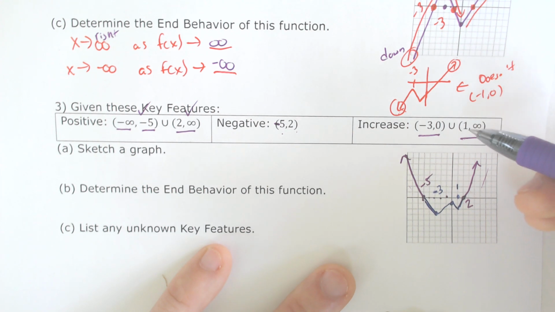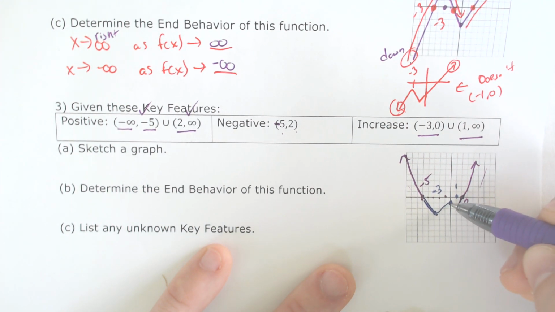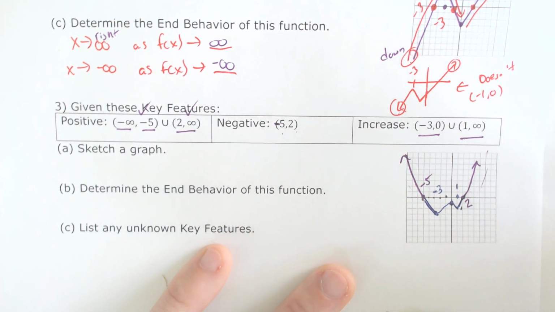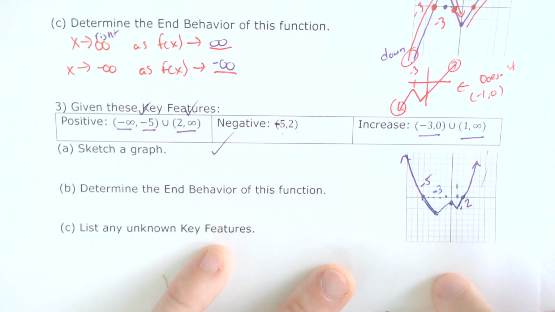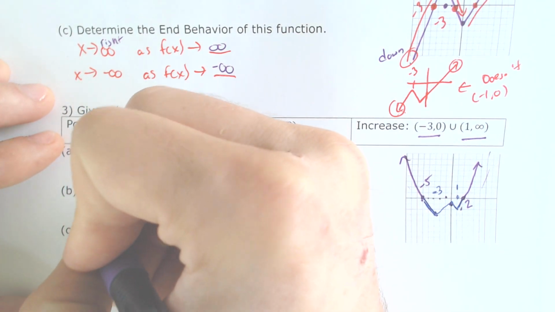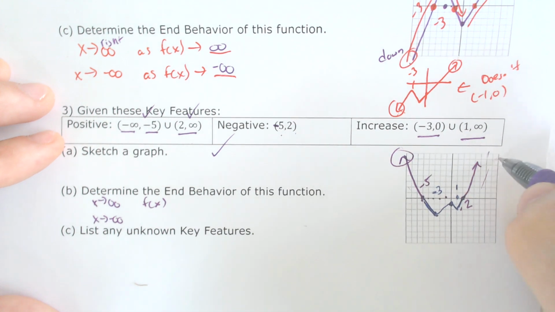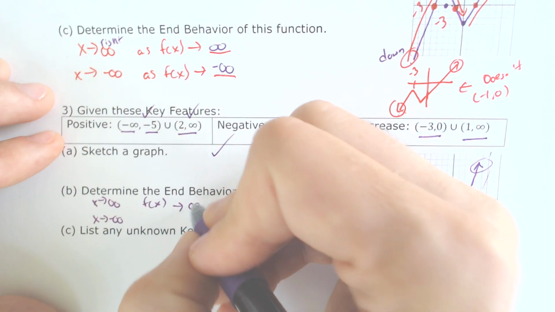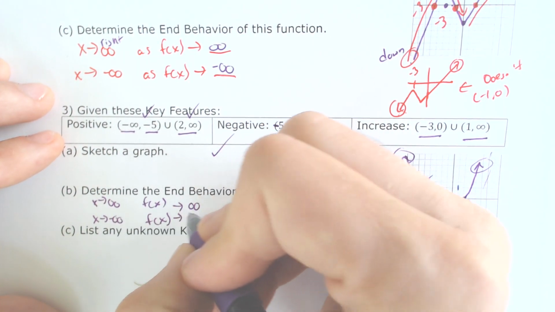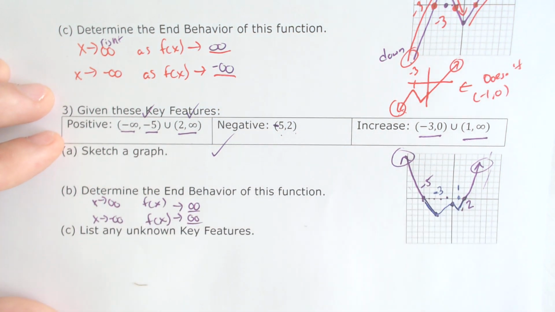What about increasing? It is increasing from -3 to 0, yes, and from 1 to the end of time. Yes. Okay, so the graph is complete. Determine the end behavior for this graph. On the left side and the right side, f of x is going up. So f of x is positive and f of x is positive. Remember, it's the same setup. There's always a left and right. You just have to fill in the up and down.